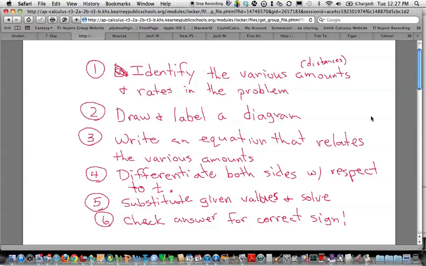To be honest, those are probably backwards. In some problems, you'll probably do a picture first, and then write down the different amounts because you'll put your labels on your picture, typically. So those could be backwards. Then step 3 says write an equation that relates those amounts. And the key to this then is 4 and 5. Differentiate both sides with respect to t, and then substitute the given values and solve.